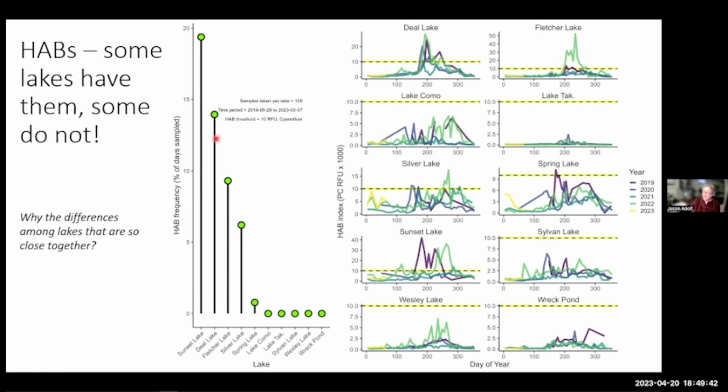If we count up the number of days that Aaron has sampled these lakes and found them in a state of harmful algal bloom, we see that Sunset is the highest, Deal's second, and Fletcher is third, and those come in at almost 10% to nearly 20% of the days sampled over 4 years. Those lakes are in a state of a harmful algal bloom, as would be defined by the state of New Jersey.